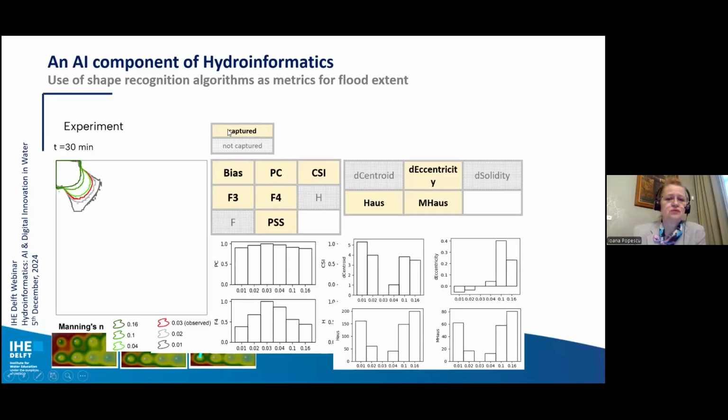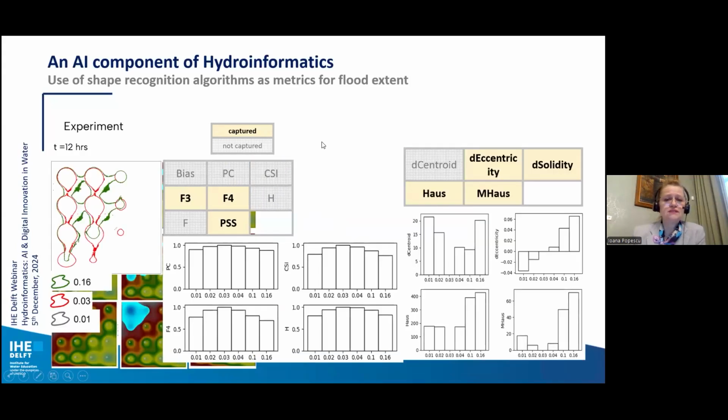And you can see, between capture and non-capture, the classical metrics are capturing the flooding very well. But at the same time, of the ones that we have proposed with the distance, these six, three of them are capturing very well.